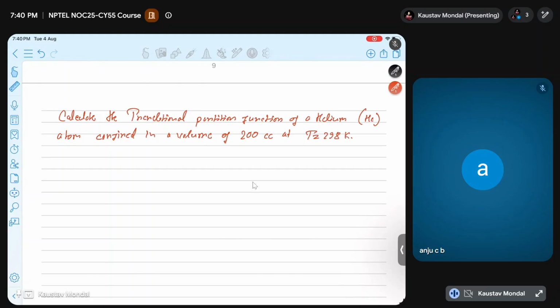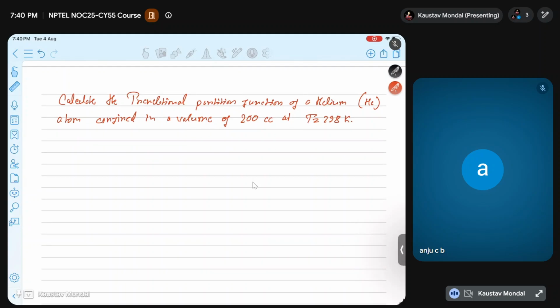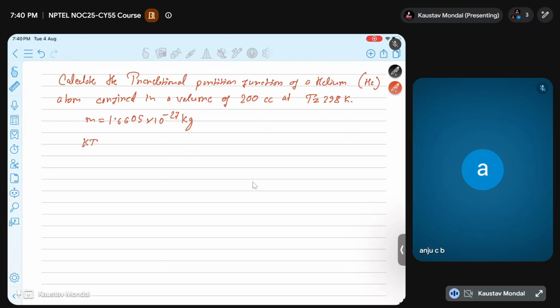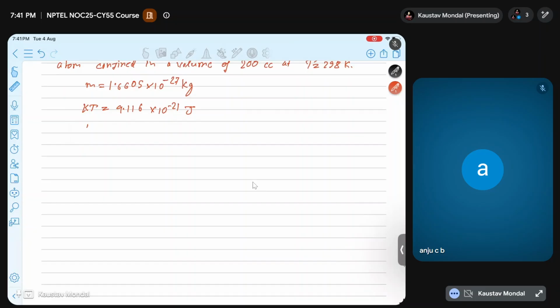So here the mass and the other quantities are given. Mass is given as 1.6605 into 10 to the power minus 27 kg. The kBT at this temperature is given equal to 4.116 into 10 to the power minus 21 joules. The Planck constant h is given as 6.626 into 10 to the power minus 34 joule seconds. These are the quantities that are mentioned in the problem.